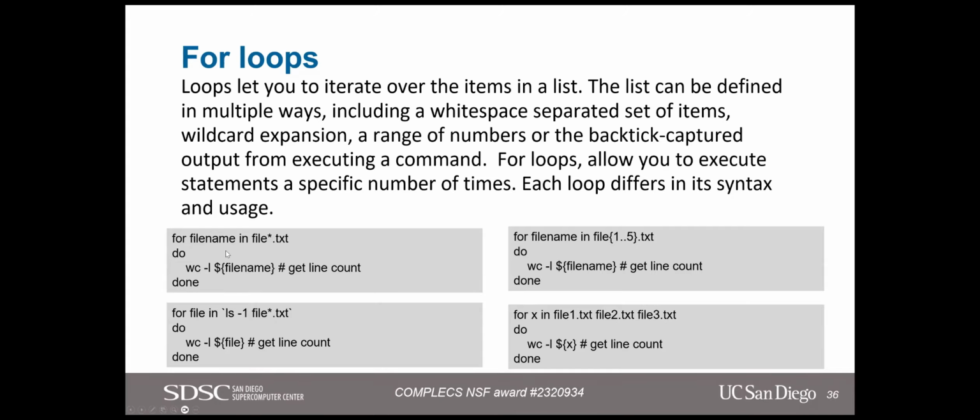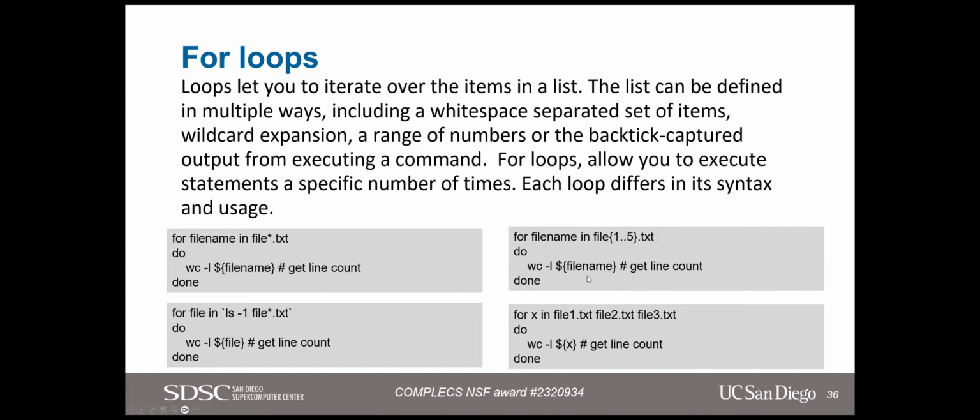The first example we have here is for filename in file*.txt. This is a wildcard expansion. So for any file that starts with file, has something there, and ends in .txt, it will go through the whole list of them. We can also use the output of a command. ls -1 lists the items one at a time, so it'll go through all of them, every single line that's listed.